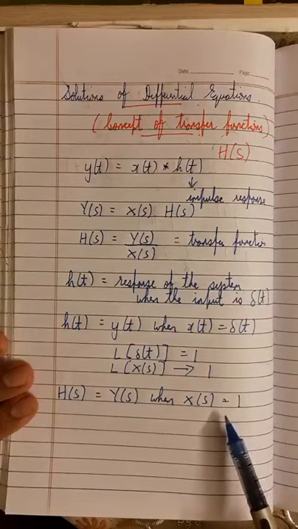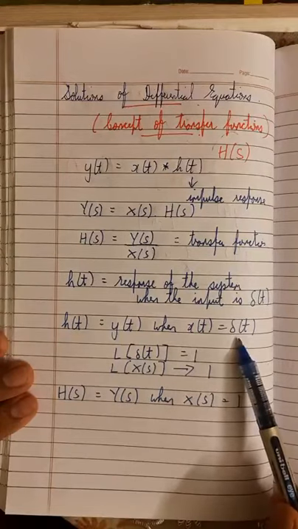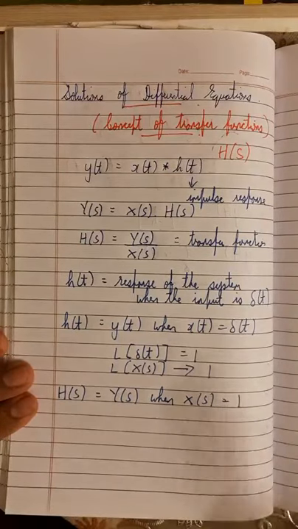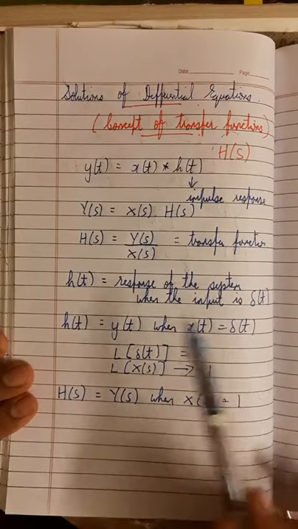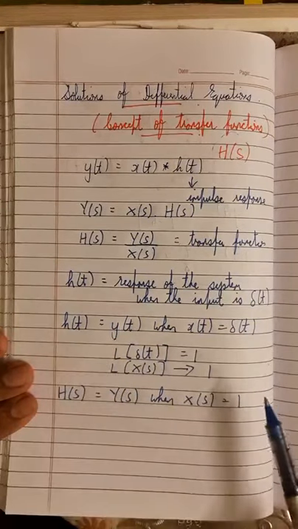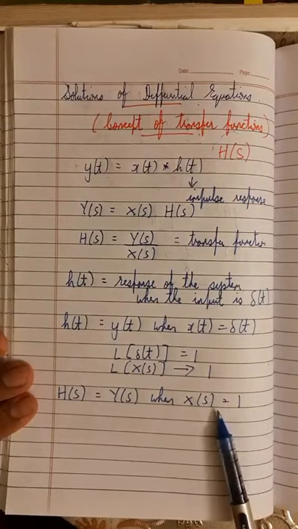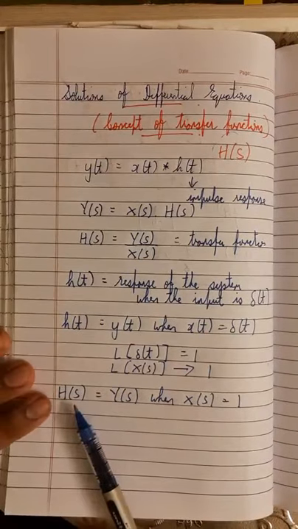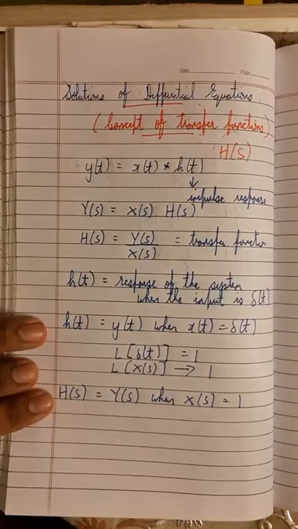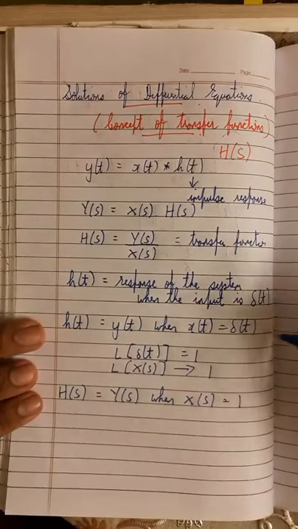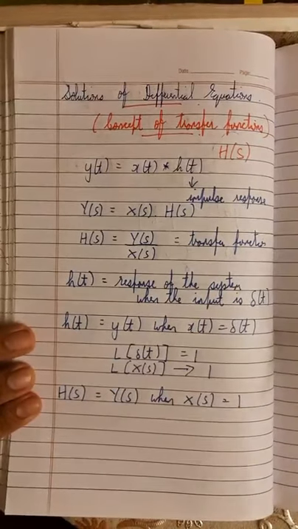Because the input signal is an impulse signal, and the Laplace transform of the impulse signal is 1. Because your input signal is an impulse signal, you can find your impulse response. And likewise, because the Laplace transform of the impulse signal is 1, you can find my transfer function h of s, which is nothing but y of s. So this is how we understand the relationship between h of s and h of t.